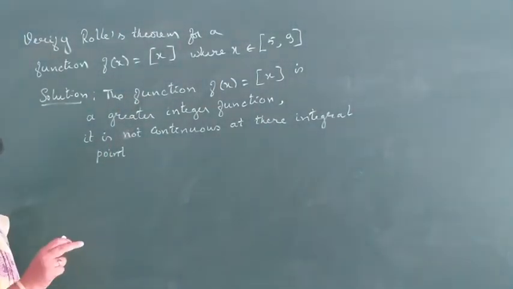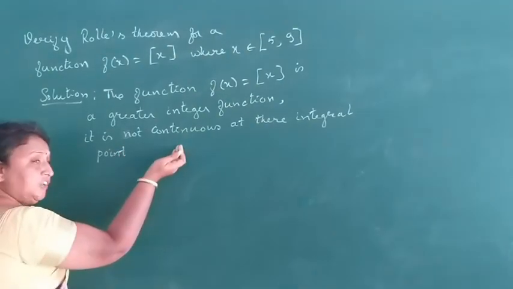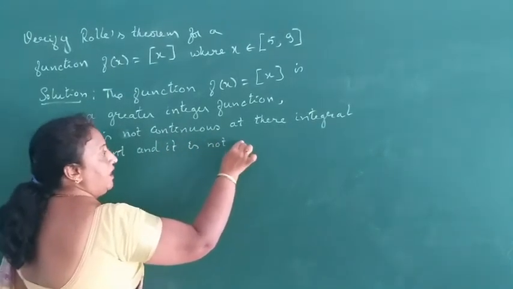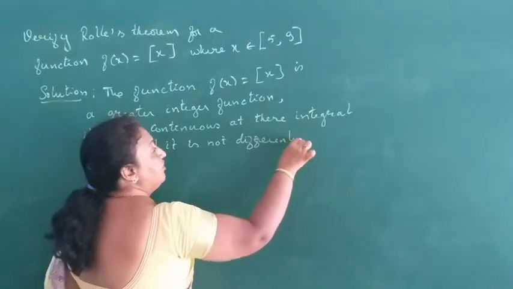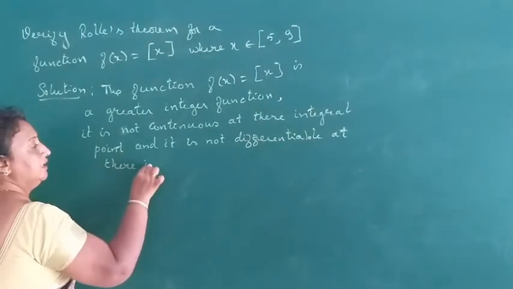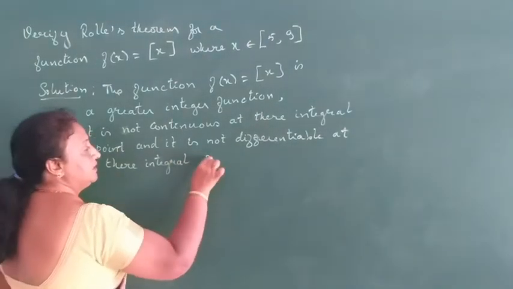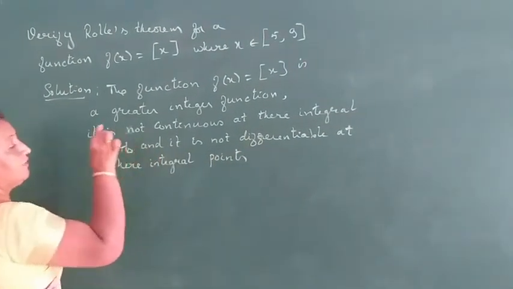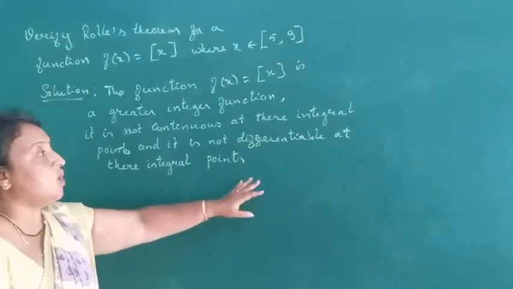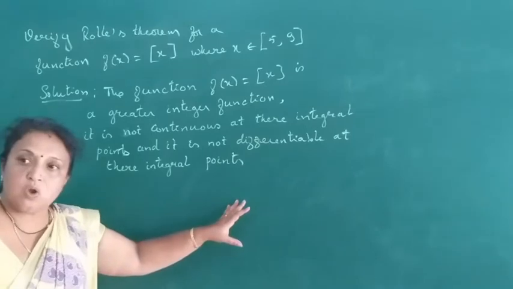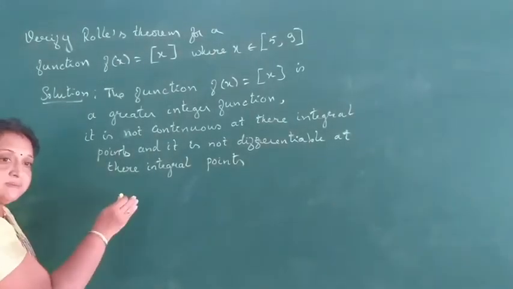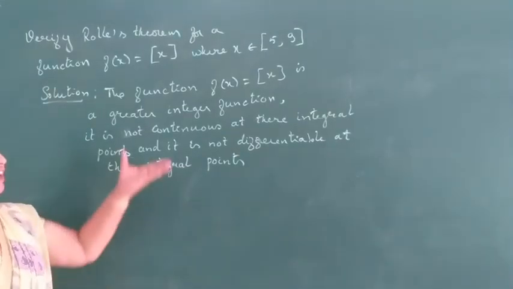If it is not continuous at the integral points, it is also not differentiable at the integral points. So the given function, the closed bracket x, is not continuous and not differentiable. If it is not continuous and not differentiable, Rolle's theorem is not satisfied. Rolle's theorem is satisfied only when the function is continuous and differentiable.